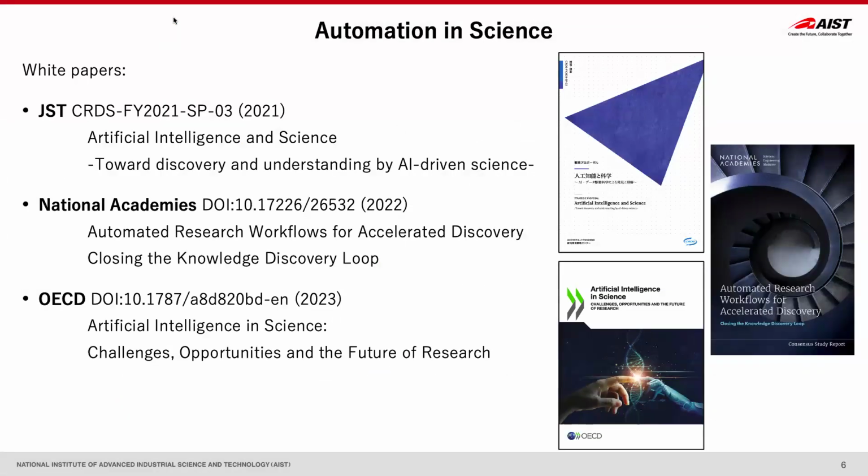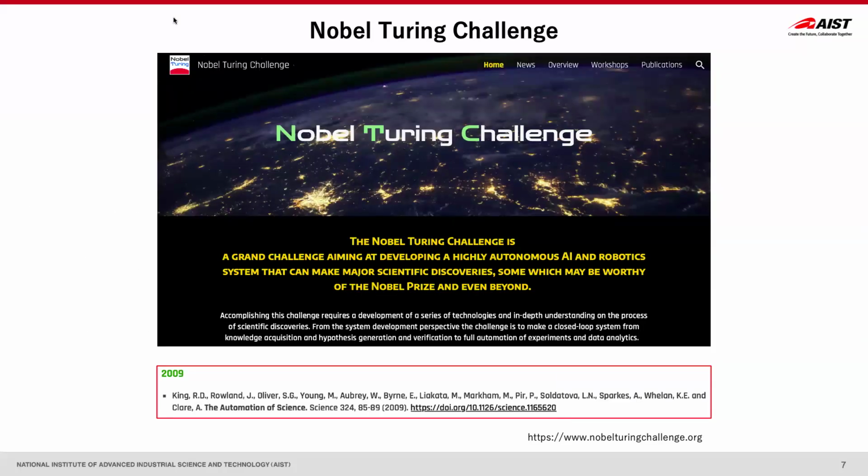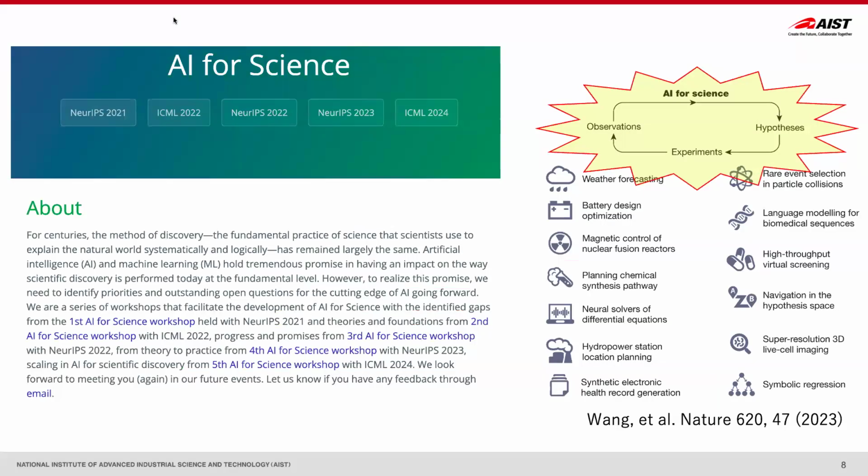This kind of idea is not something I just invented. Actually, many people are thinking very seriously, and there are several white papers from, like, Japan and the US and OECD, and some communities. This is the Nobel Turing Challenge. The Turing Challenge is a kind of big AI challenge. I think now AI has won that challenge, and the Nobel Turing Challenge is another challenge: in the future, AI wins the Nobel Prize. That's why Nobel is here. Or more simply, AI for science, which helps or accelerates science by AI technology.